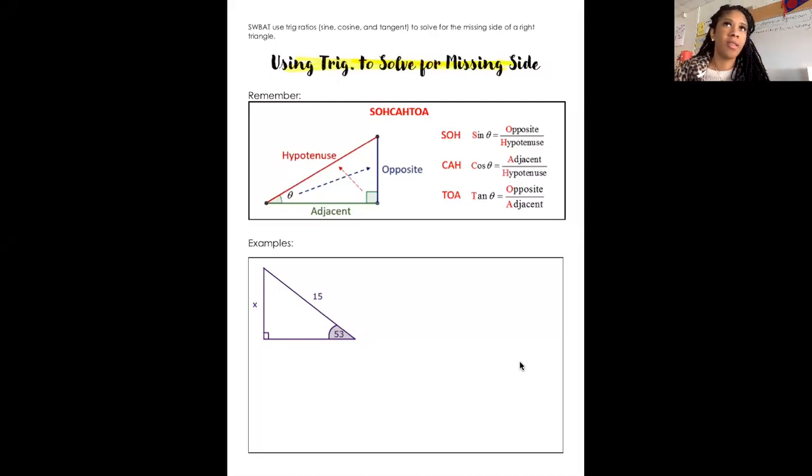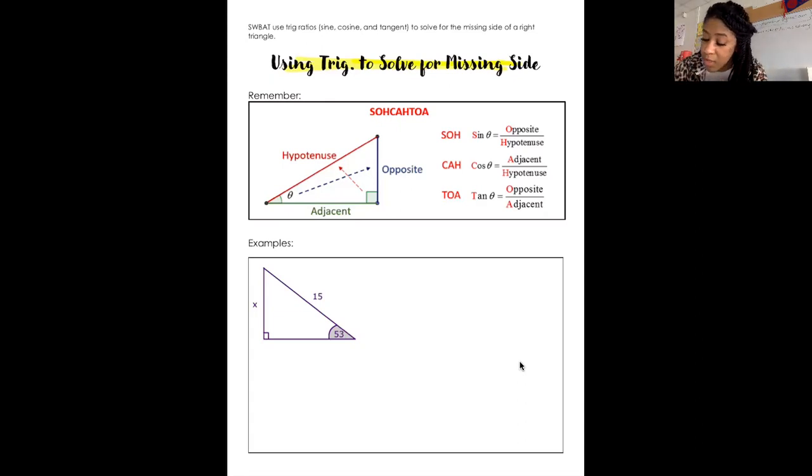If you remember in the first semester, we did this with Pythagorean theorem where we had two sides and we wanted to find the third one. Today we're going to have one side, one angle, and we're going to use that information and use trigonometry to solve for the length of the missing side. Okay.